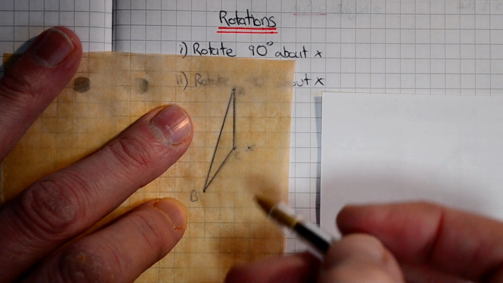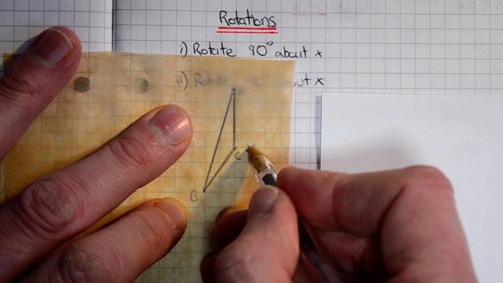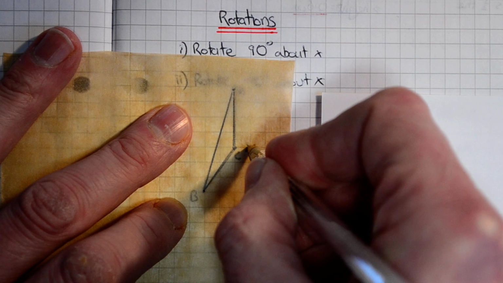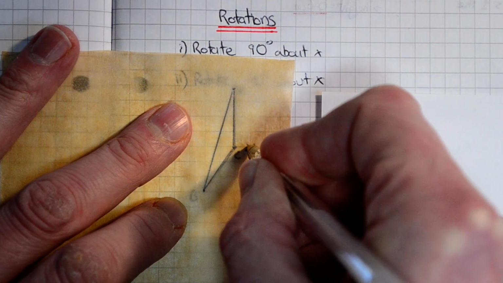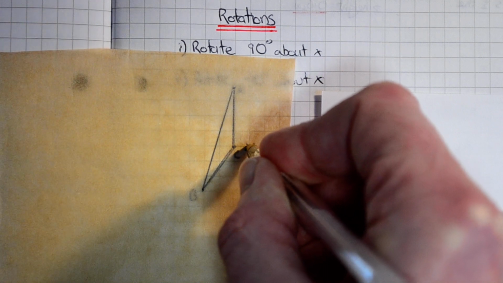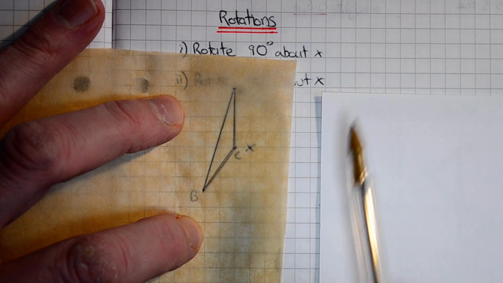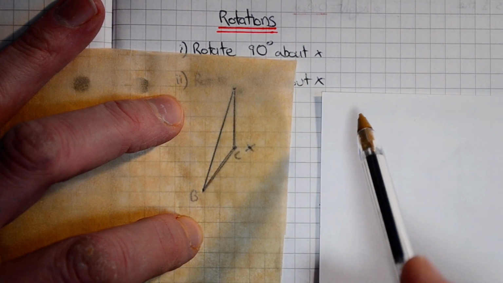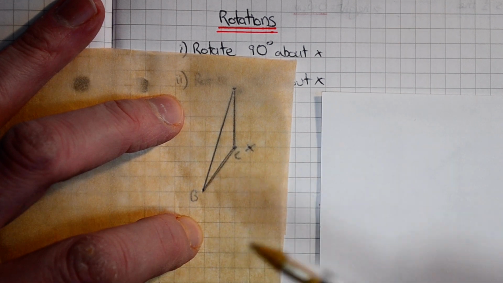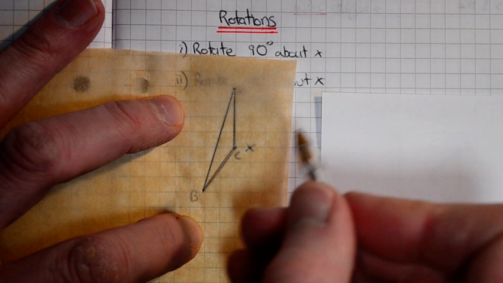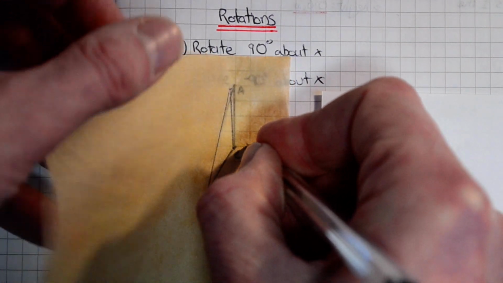So to rotate it 90 degrees about x, there's our point x, that's our centre of rotation. That's the point that doesn't turn, that stays in the same position while everything else turns round it. So notice that I've got the tracing paper pretty much square on to the grid. That helps me know when I've turned it 90 degrees. I can tell when a rectangle or a square has turned 90 degrees. So we'll turn it through 90 degrees, anti-clockwise.